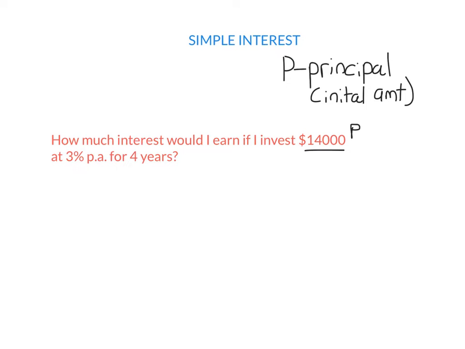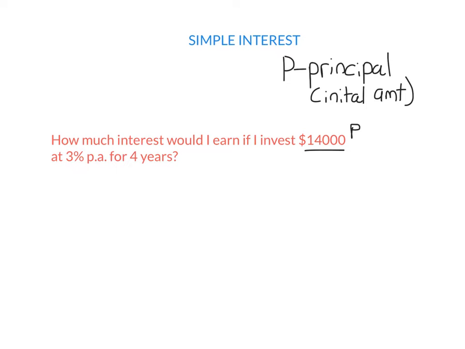You would earn $420 in interest each year. That means your account balance would go up by $420 each year. So for 4 years, you just times that by 4. So an easier way for us to remember this, rather than working that out, is to use the formula.